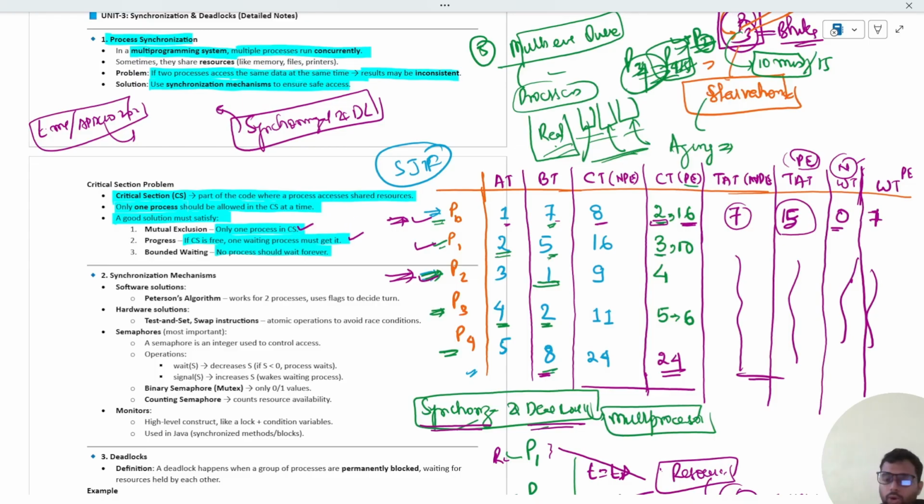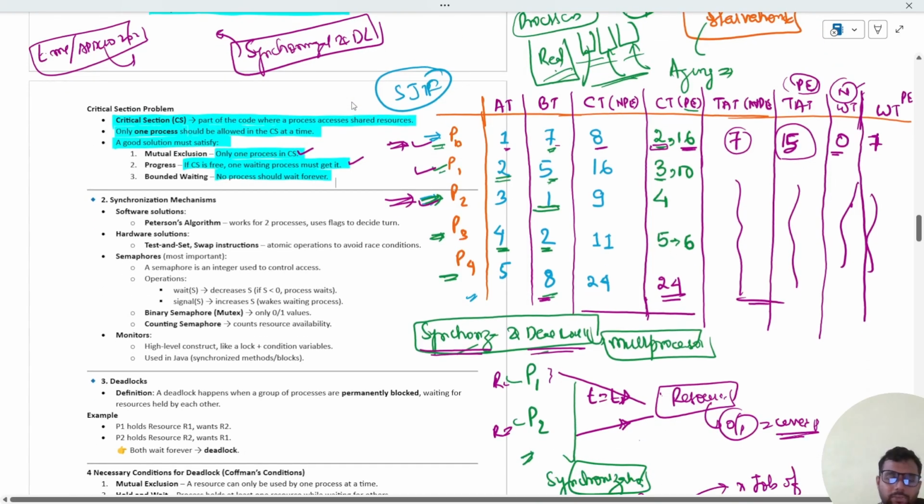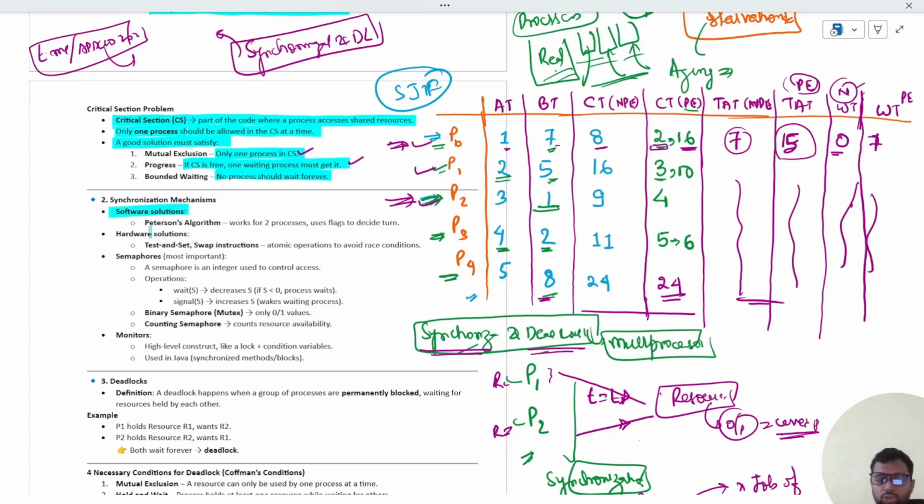Okay. So what could be the different synchronization mechanisms? It could be a software based solution or a hardware based solution. In the software based solution, we have what is called the Peterson algorithm. What is Peterson algorithm? Let me explain to you.